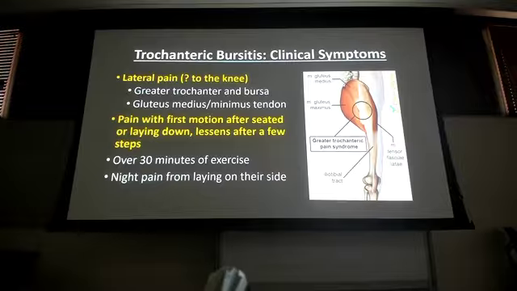So, night pain from lying on their side. Okay, so if you compress a bursa, do you think that makes the bursa angry? Yes. Bursae don't like to be compressed. All right, so if they lie on that side, what might you tell them to not do? Don't lie on that side.